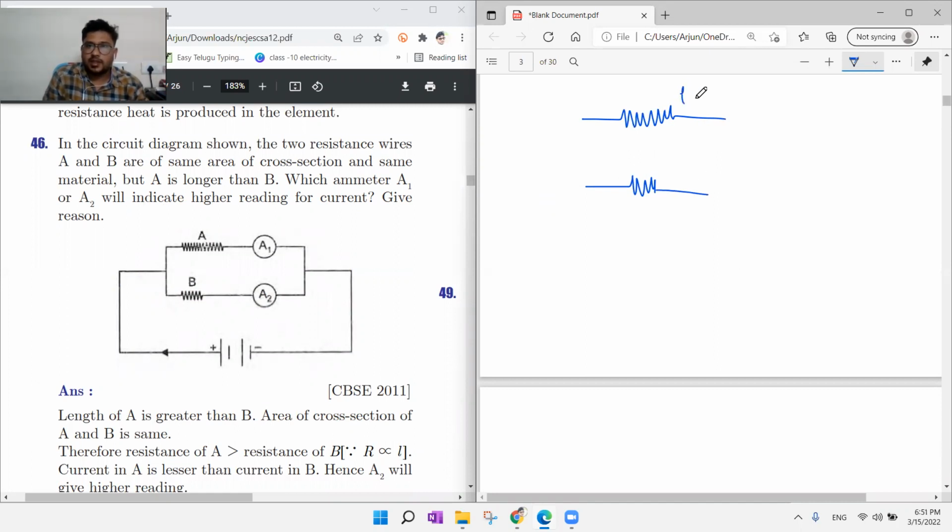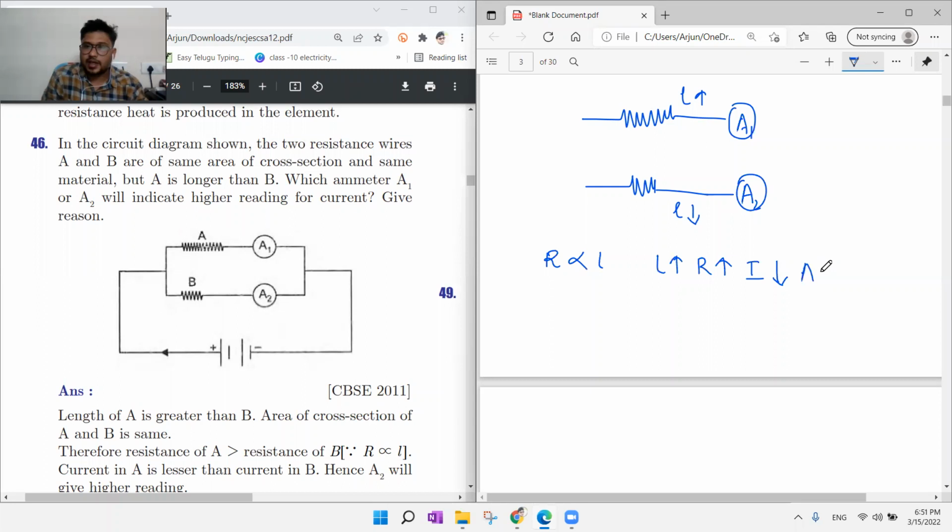Here length is greater, here length is least, and they have connected an ammeter which is A1, and another ammeter A2. They are asking which ammeter will be showing greater value and which will be showing least value. Here we know resistance is directly proportional to length, meaning when length increases, resistance also increases. When resistance increases, automatically the rate of flow of charges, that is current, will decrease.